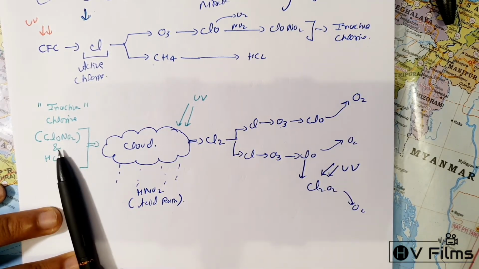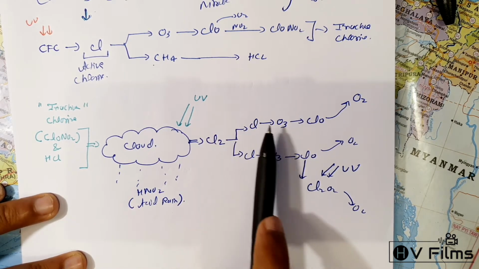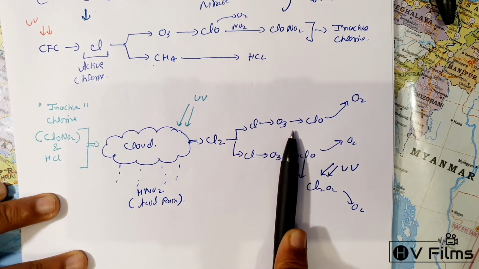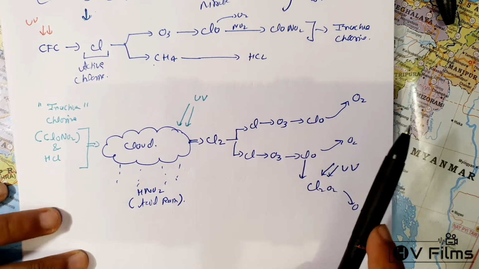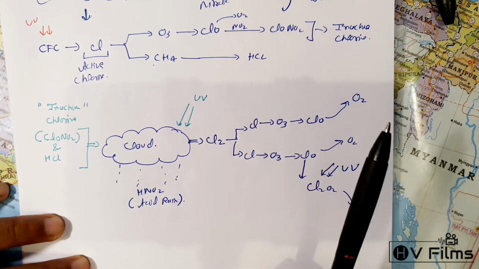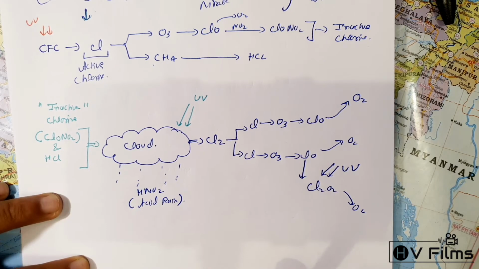The inactive chlorine reacts with UV, and from the UV we get the output of Cl. The Cl will react with the ozone again. It will result in the breakage of the ozone, and the oxygen will be there. At present, I don't think it can be asked right now in the prelims, but yes, we cannot take any risk.